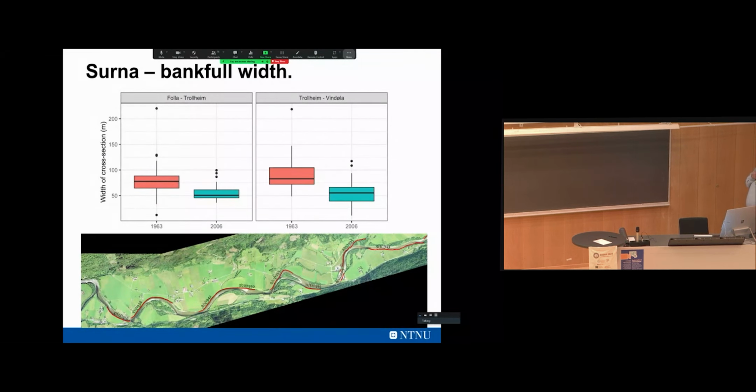And one thing that we see in Surna also is that there is a significant decrease in river width. So we calculated the bankfull river width by combining the water and the gravel in the river channel, and then took out the widths with 100 meter intervals and looked at the distribution. And we see that both upstream of the power plant and downstream of the power plant, there is a significant difference. The river shrinks after regulation.